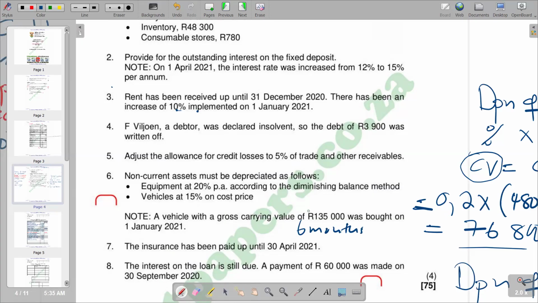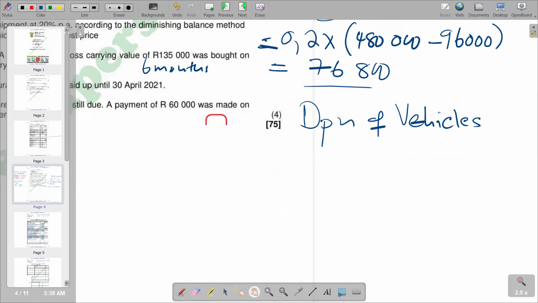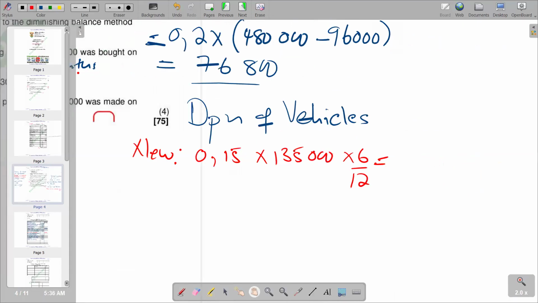So we are going to say it's 15% of cost. So we are saying 15% on 135,000. So we are saying depreciation for new vehicle. New vehicle, we are saying 15%, which is 0.15 as a decimal, times 135,000. And then the number of months, we have 6 months. So we multiply by 6 over 12. And we see what we get there. We get 10,125. So this is for the new vehicle.